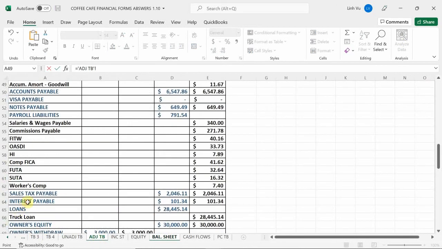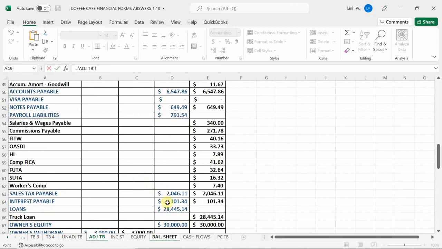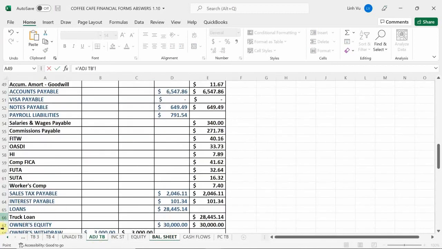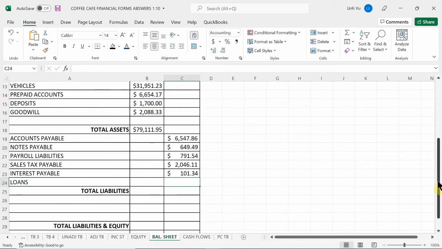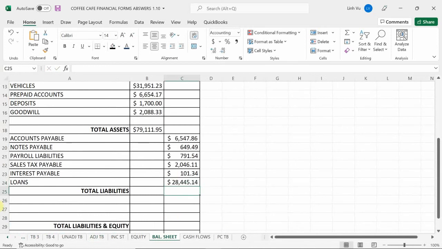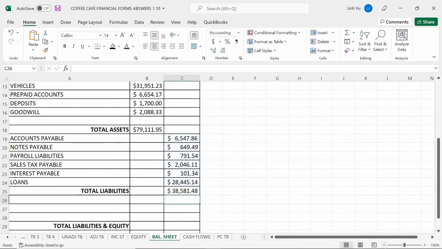Next liability here is my interest payable, right? I owe interest for borrowing money on a credit card as well as the bank loan, or truck loan, for a total of $101.34. And then last but not least, you have your loans, which includes the truck loan, which gives me a grand total of $28,445.14. Okay, so here I'm going to gather up my total liabilities, and I get a total of $38,581.48. That's only one part of this equation, right?